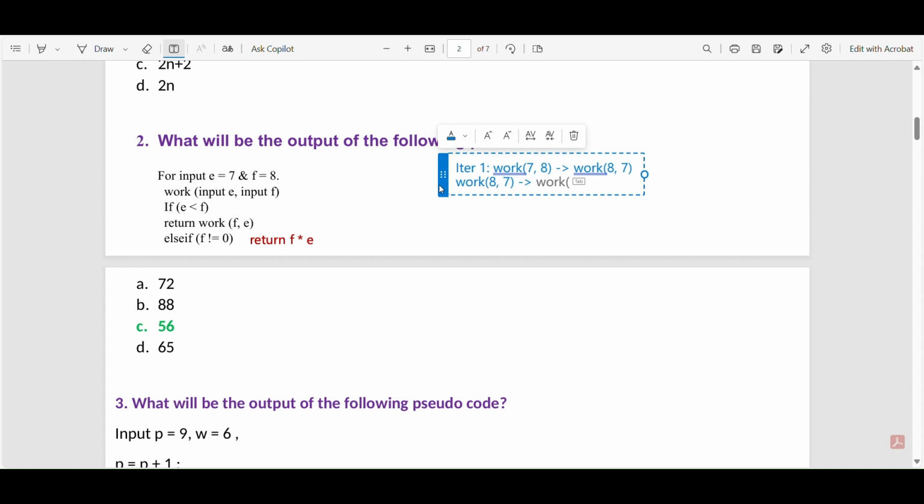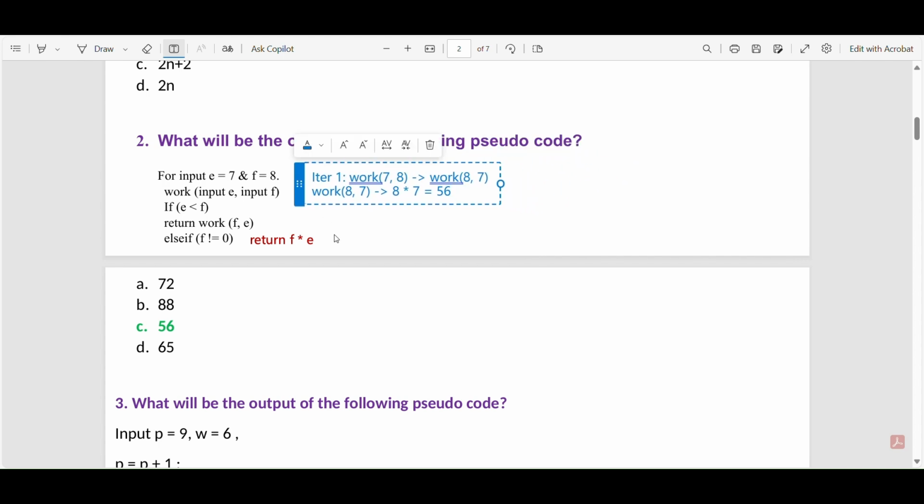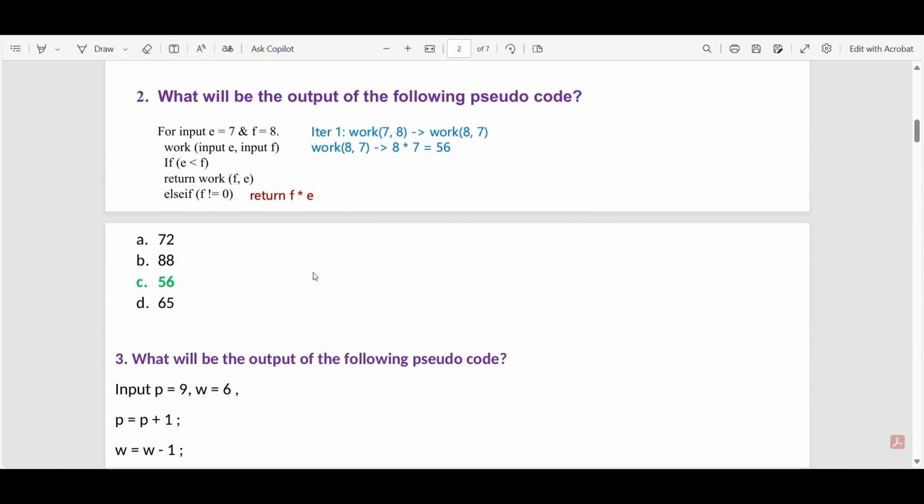Yes, f is not equals to 0, so we are directly returning 8 into 7, and the final answer is 8 into 7 will be 56. So here comes the answer, which is 56. We have marked it, right? See, here we are having 56.